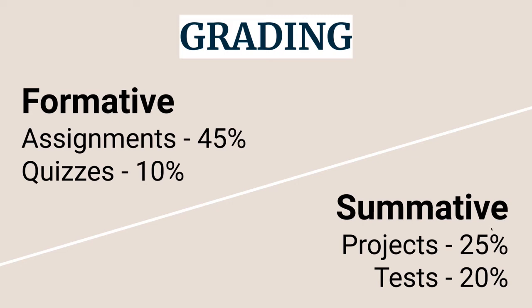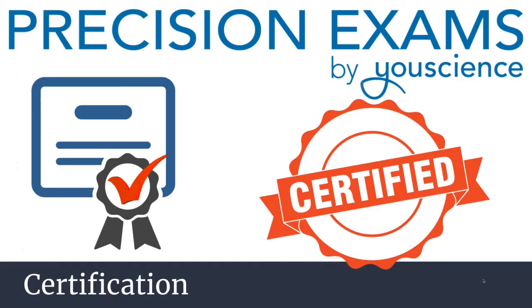Summative means that they've already learned it, they've formed the ideas, and now they have to prove to me that they've mastered it. Those come in projects, which are 25% of the total grade, and tests, which are 20% of the total grade. Finally, at the end of the year, they will have a certification exam, and that looks great on resumes and applications. That will actually be their final, their spring final.